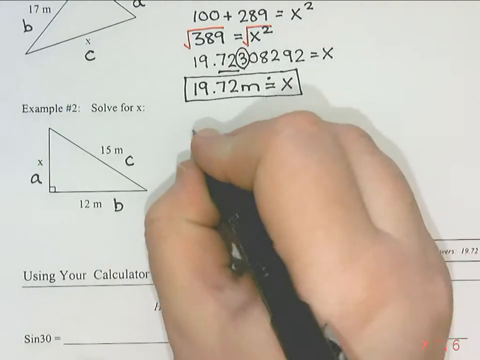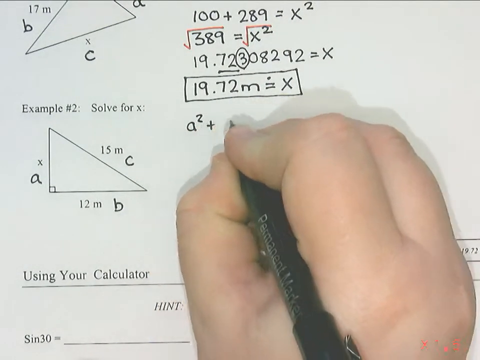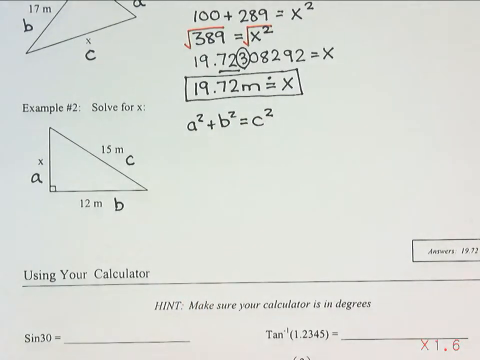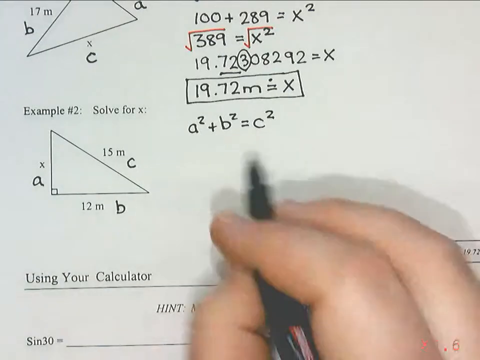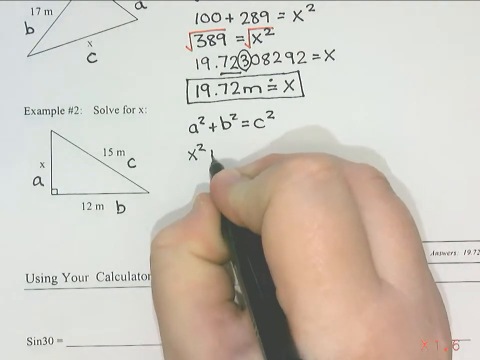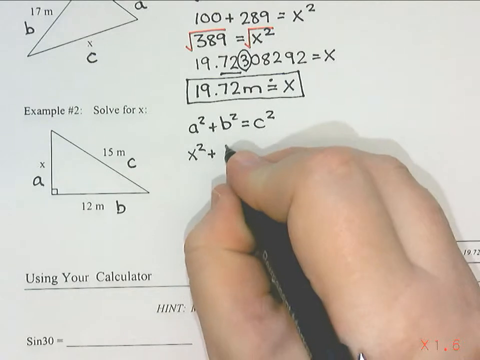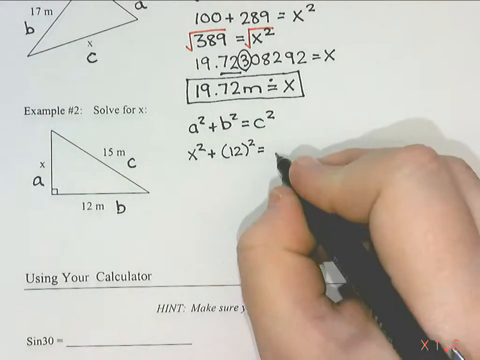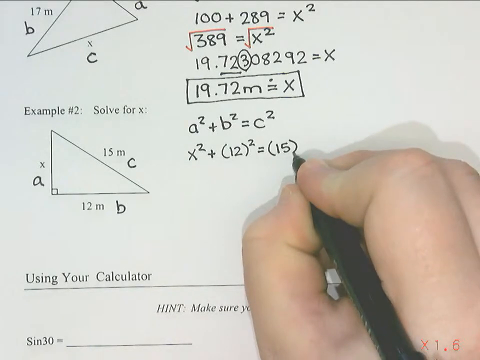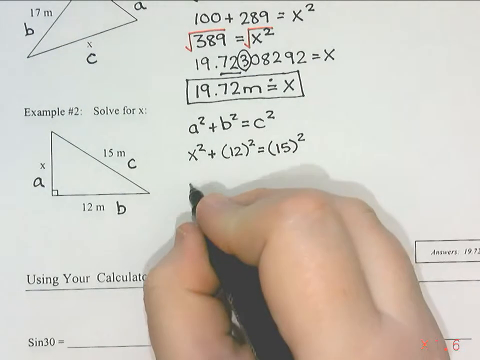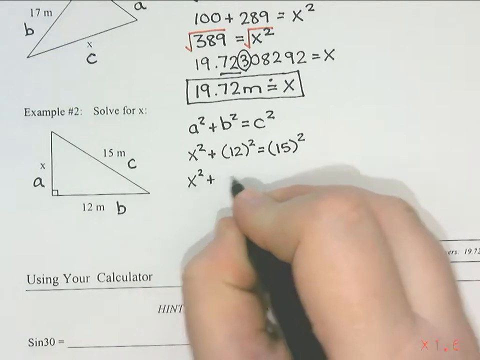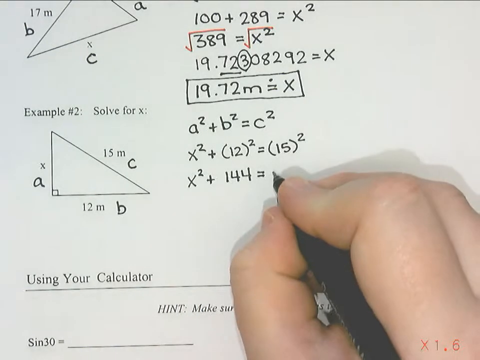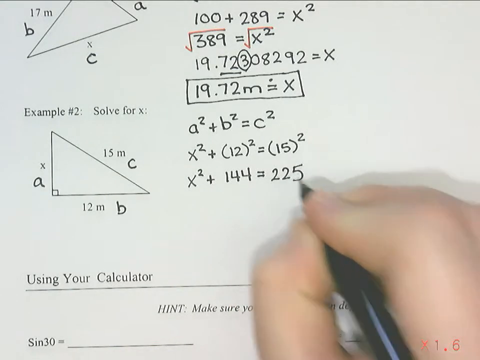I write down my formula, a squared plus b squared equals c squared, and then I sub in my values. A is x, b is 12, and c is 15. 12 squared is 144, and 15 squared is 225.